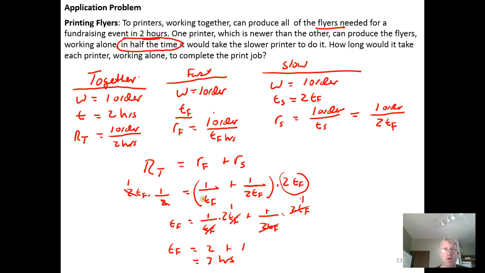So now I know how long it takes the fast printer to get the job done, but I know that the slow printer is twice that, so the time it takes the slow printer is 2 times the time it takes the fast printer, which is 6 hours. So same answer that we got on the previous slide, but taking a different approach to solving it.